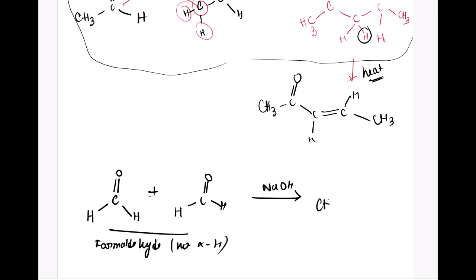One will get oxidized and one will get reduced. One will form CH3OH, and another will get oxidized and form formic acid. So this one is the Cannizzaro reaction. In the presence of a base, without any alpha hydrogen, one will get oxidized, another will get reduced, and they will give methanol and formic acid. This will be the Cannizzaro reaction.